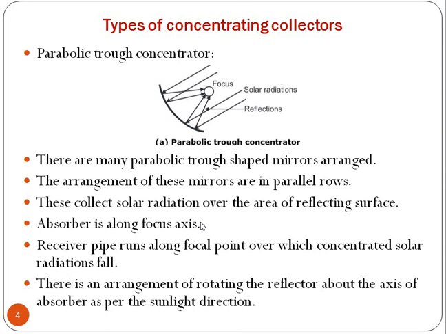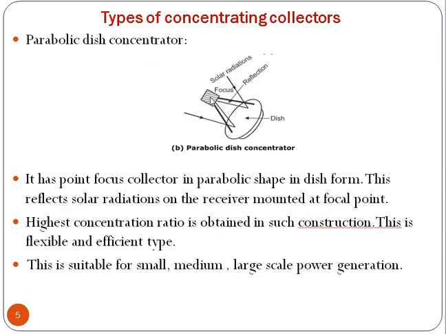Heat exchange takes place between the working fluid and the absorber, and the working fluid is heated up. High pressure working fluid is sent to the turbine blades. So, you have to draw the parabolic trough concentrator, showing the focus point, the solar radiations and the reflected solar radiations.